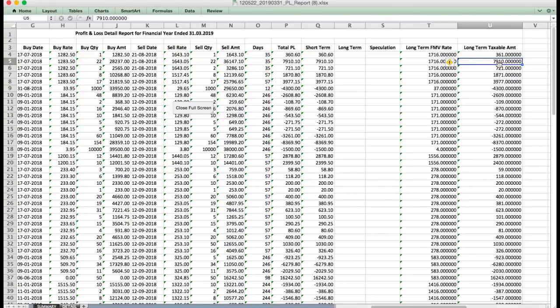The last column is the long term taxable amount. It is already calculated according to the FMV rate. So this is how you can check your long term profit and loss statement.